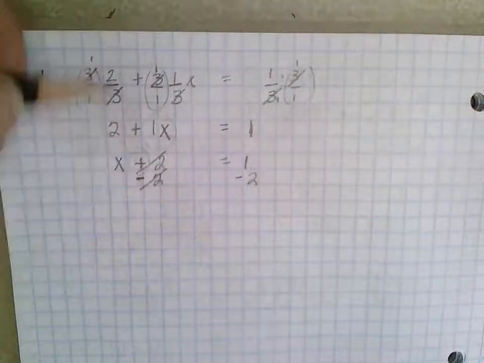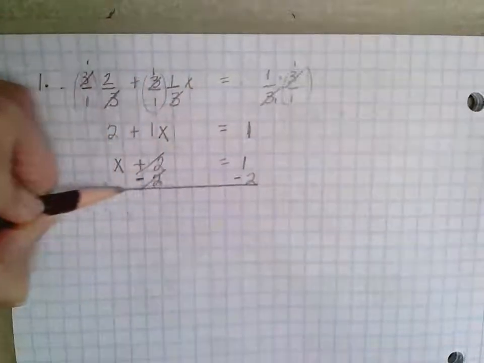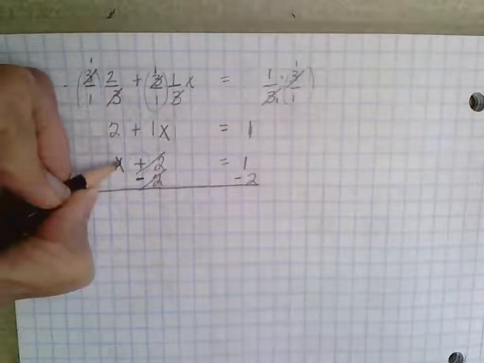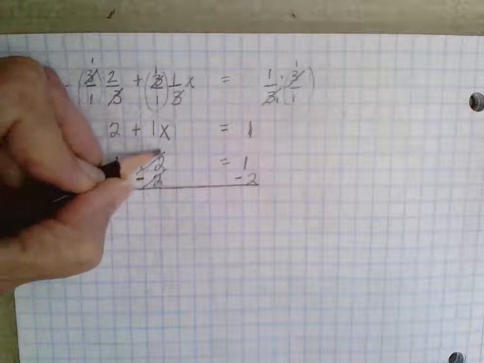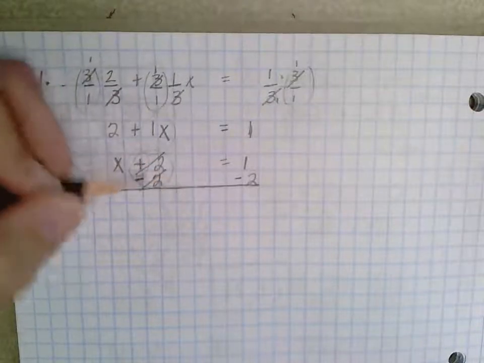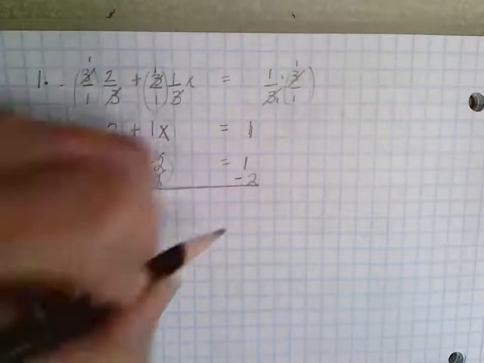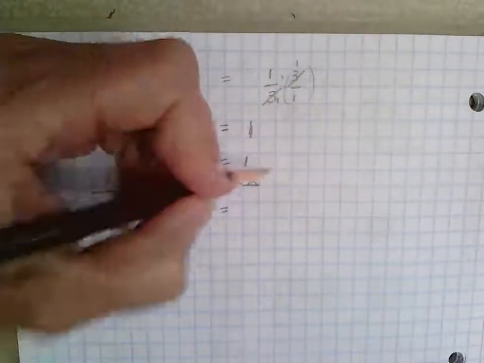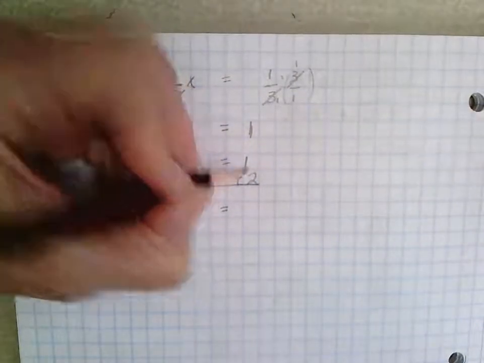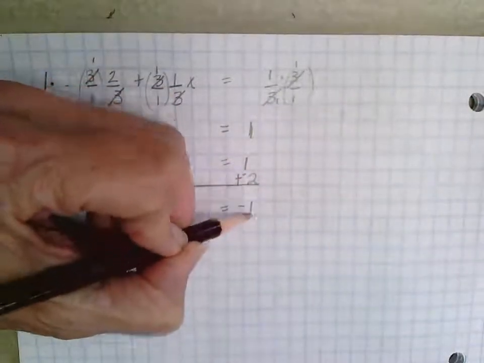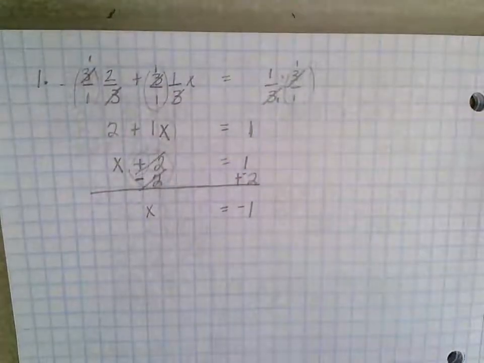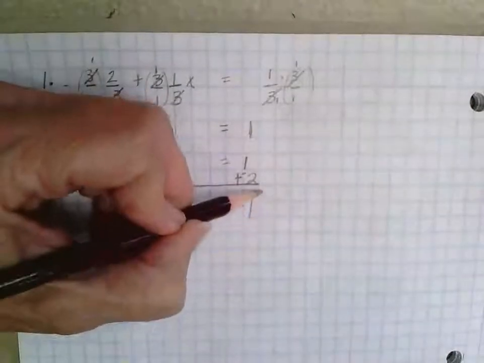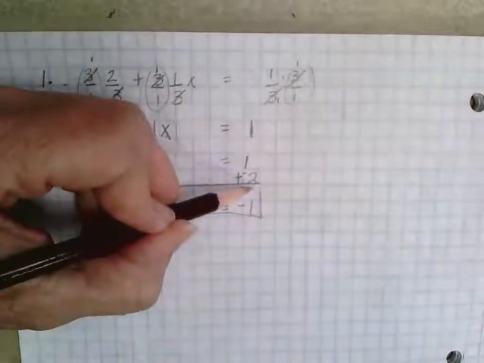These are going to cancel, and on my left hand side then I'm left with x plus 0, which is nothing. So that just gives me an x, and on this side I have 1 plus a -2, and that gives me -1. So my answer is x is equal to -1.